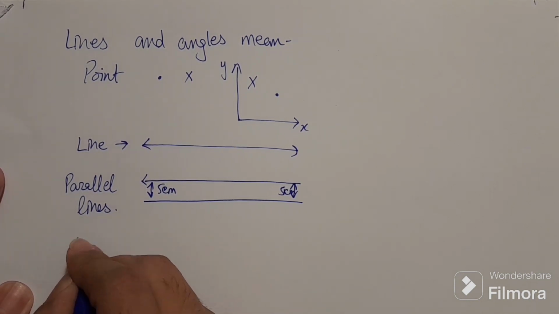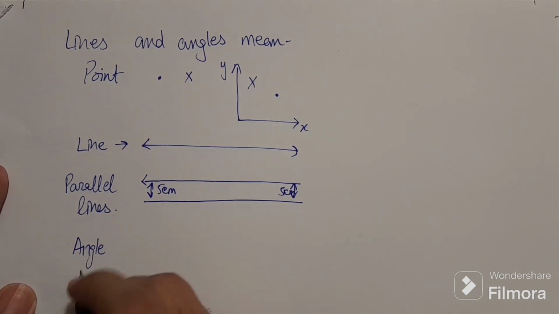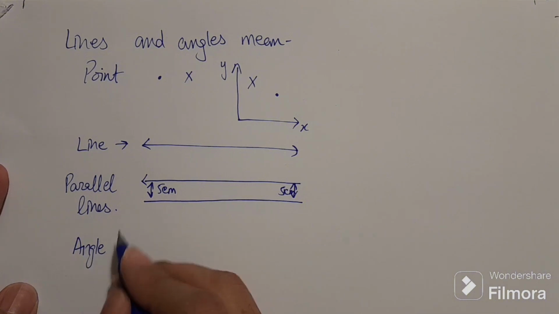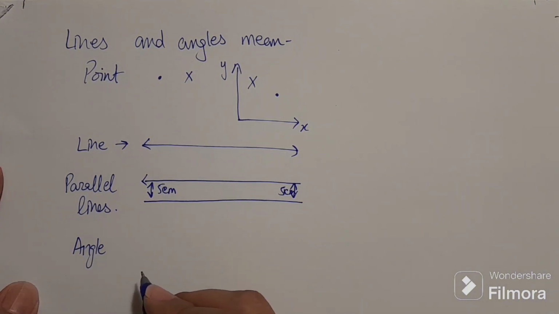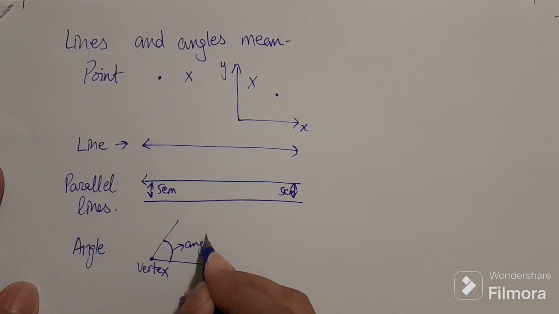The next type is angle. So what does angle mean? Angle means when two lines meet at a point and form an angle. The meeting point is called the vertex of the angle, meaning the vertex is where the two lines meet. So this is referred to as the vertex, and this will be referred to as an angle. And these are the two lines that meet at a point which is referred to as the vertex.